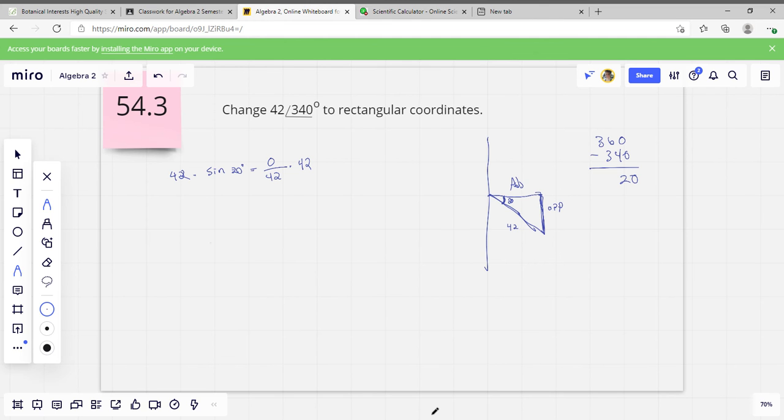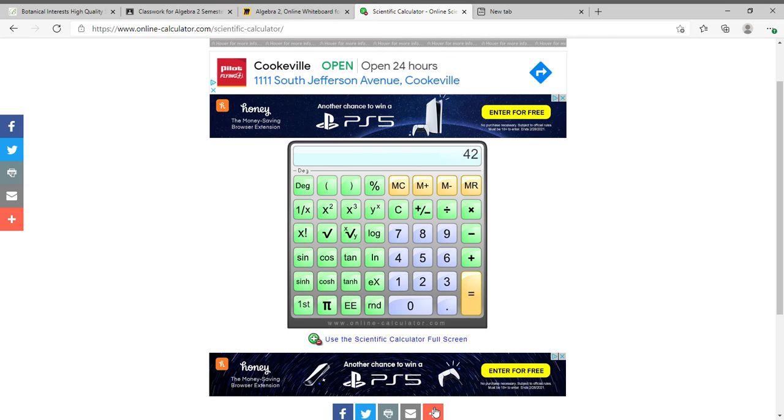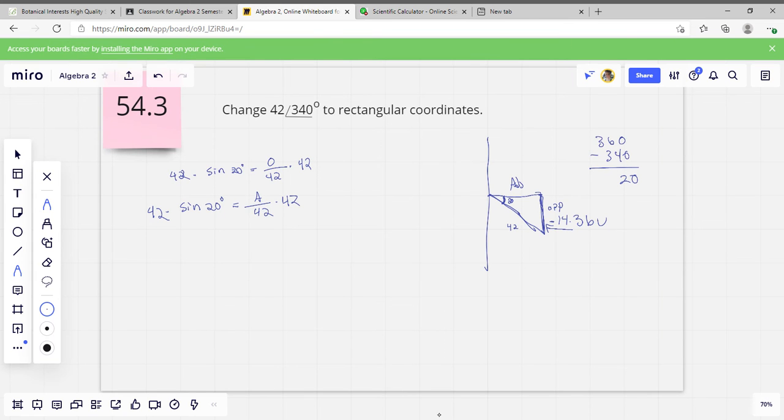14.36. That's this one. Okay, our up and down. And that'd be negative. Alright, and then the cosine of 20 degrees equals the adjacent over 42. So times 42. So 20 degrees cosine times 42, 39.46. That'd be that one.